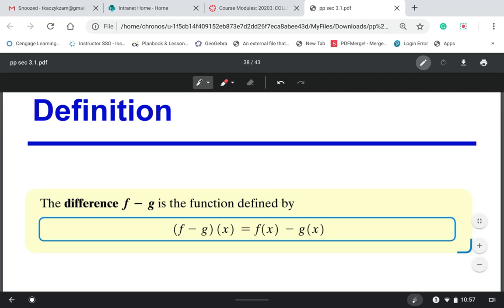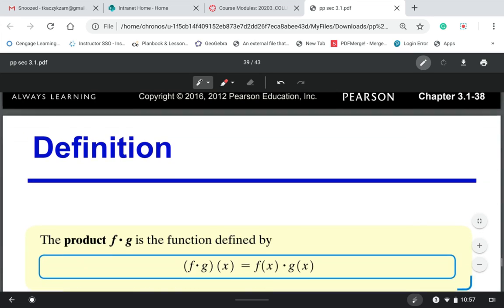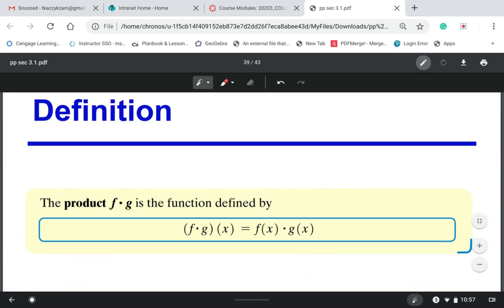Difference of 2 functions, so f minus g of x, we call it the difference of f and g. You're going to find the difference of 2 functions. So you're going to take the equation of function f, because that's the first one, and you're going to subtract function g from the first equation. Product of f and g: you have 2 different functions, f and g, and to find the product, this formula just tells you that you will need to multiply the equations of those 2 different functions together.